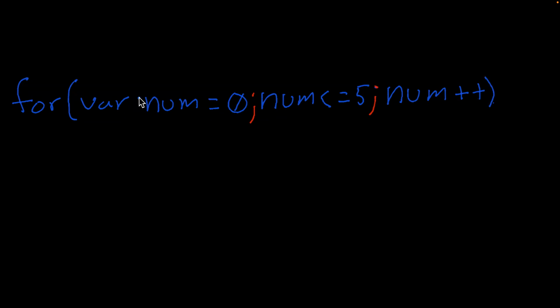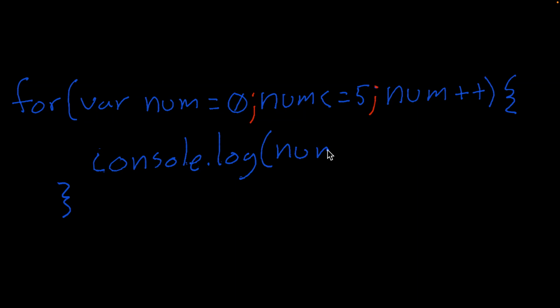Okay, this is the place where we do all our checks. We start the do something section by the curly brackets. And then we say inside here, console.log num.